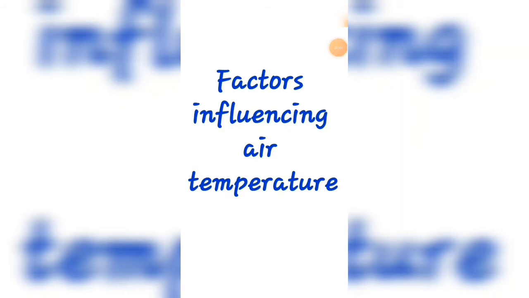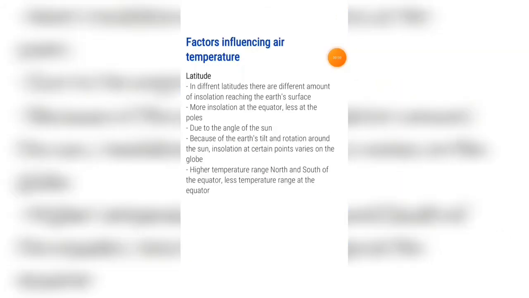Today we are going to be discussing factors influencing air temperature. The first factor is latitude. In different latitudes, there are different amounts of insolation reaching the Earth's surface. Remember, insolation is short for incoming solar radiation. There will be a video later on explaining exactly what this is.